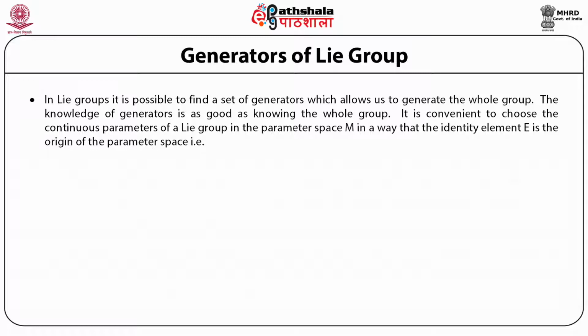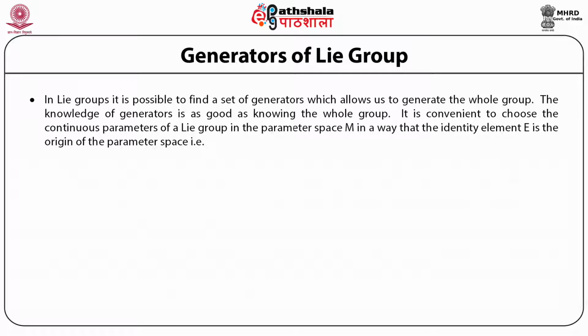It is convenient to choose the continuous parameters of a Lie group in the parameter space M in such a way that the identity element E is the origin of the parameter space. So what are we trying to say? We are trying to say that for a Lie group, it is possible to find the generators. The number of generators for a Lie group is generally fixed and small. And once these generators are known, any group element can be generated from that.